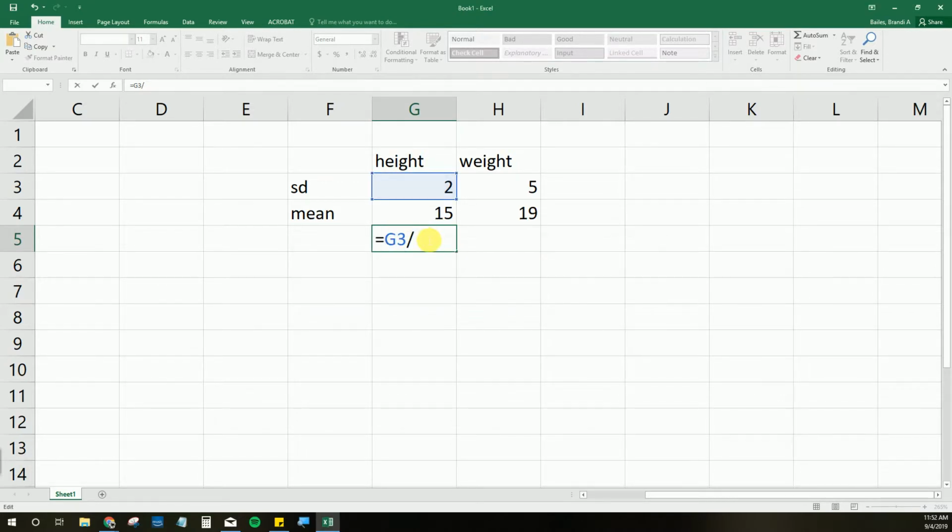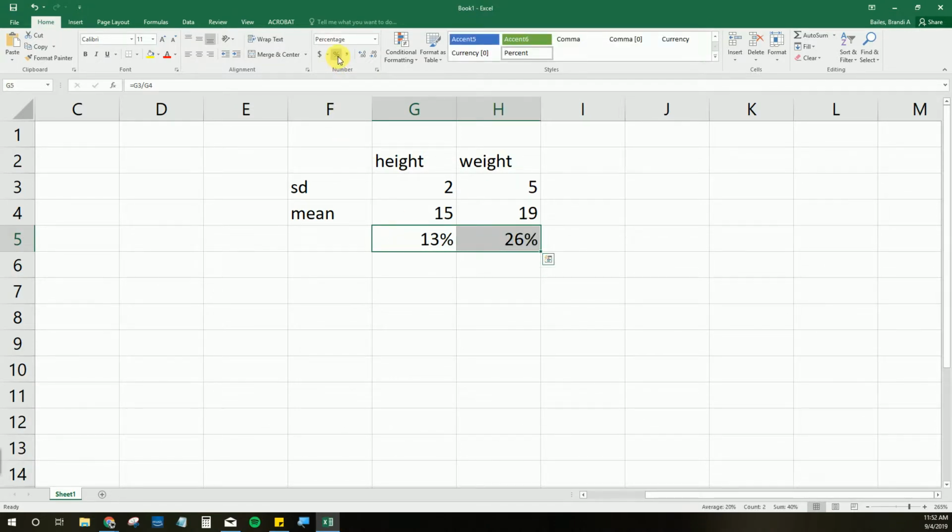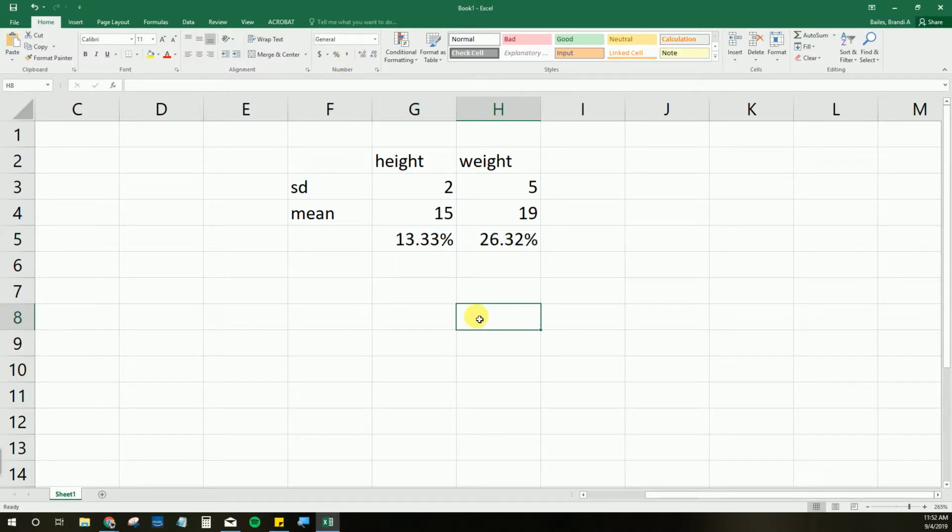Okay, don't yell at me. The mean. I can drag that over and do this calculation too, and now I can see that weight has much more variance or variation than height. So usually we turn this into a percentage. Let me go ahead and do that using the percent button, and then we might add a decimal or 2. So now I can see that the variation in height is about 13%, and the variation in weight is about 26%, so I have more variation in weight than I do in height. And that's what coefficient of variation lets us do.